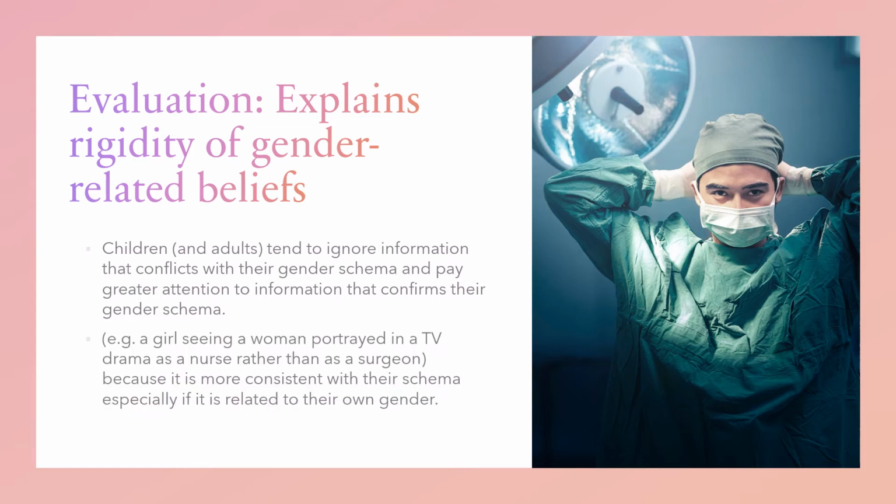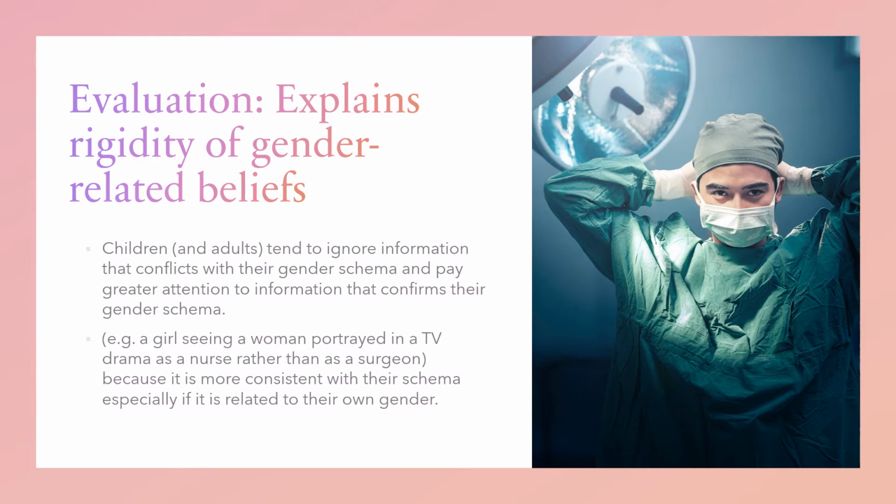For example, if a girl saw a woman portrayed in a TV drama as a nurse, then she would likely remember that. But if in the same TV show a woman was portrayed as a surgeon, she might ignore that information because it doesn't fit in with her existing schema. So we take in information that's consistent with our schema, especially if it is related to our own gender. So if you're a girl, information on male characteristics and male behaviour wouldn't have as big of an effect, and the opposite for males.